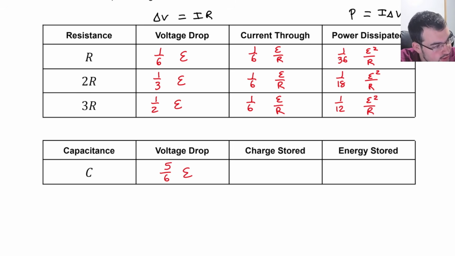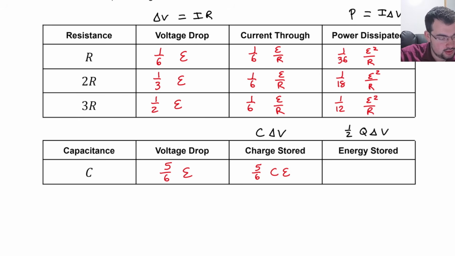Then we can find the charge using C delta V. C is just C, so we get 5/6 C delta V, which is C epsilon. What about the energy stored? Pick your favorite. This time we do need a 1/2. Multiply these two together, divide by 2. Oh, it's 72 again, isn't it?